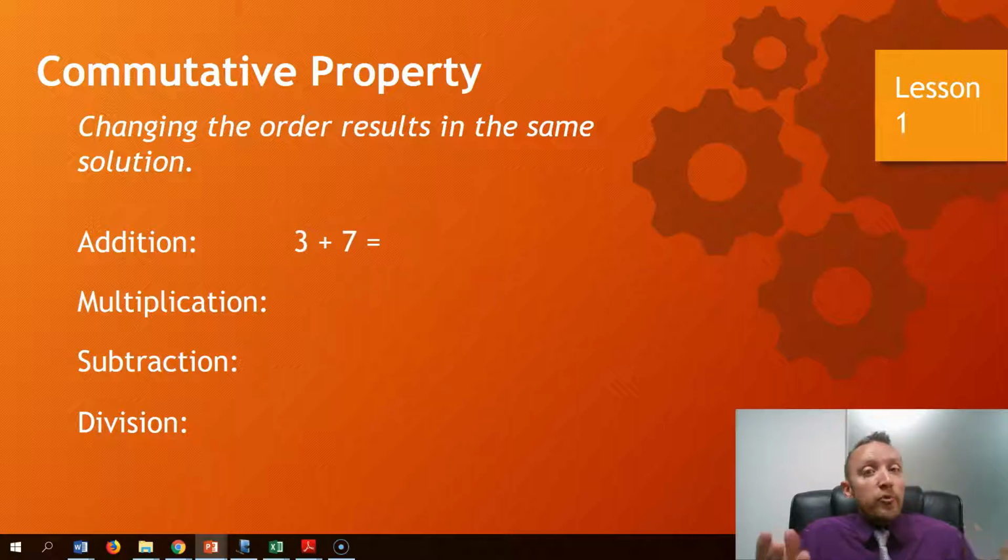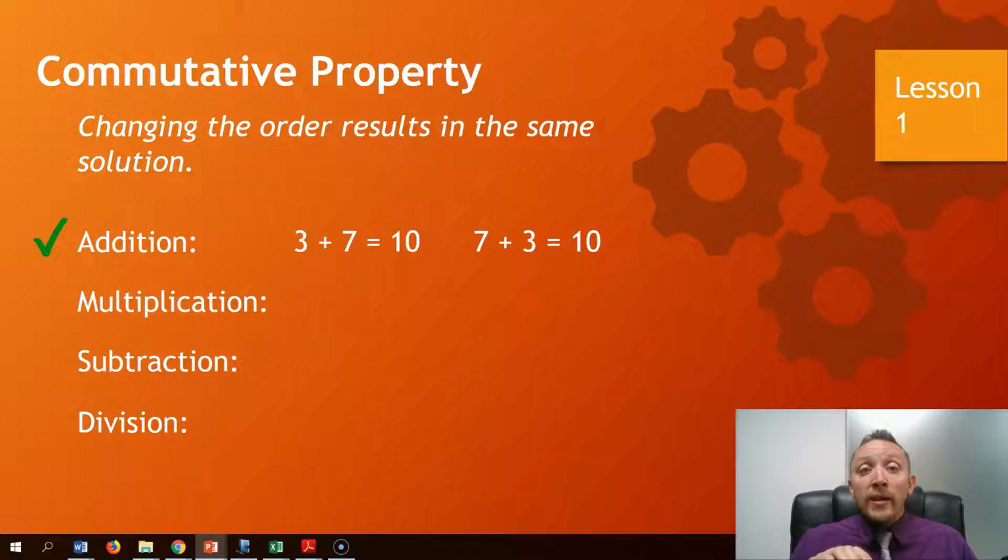For example, 3 plus 7. Obviously 3 plus 7 is 10. So far so good. Now what would happen if we switched the order, if it was 7 plus 3? Well, that's also going to be 10. So we can put a check next to addition to say that yes, the commutative property does work with addition. It doesn't matter what order you add things in, you'll still get the same result.